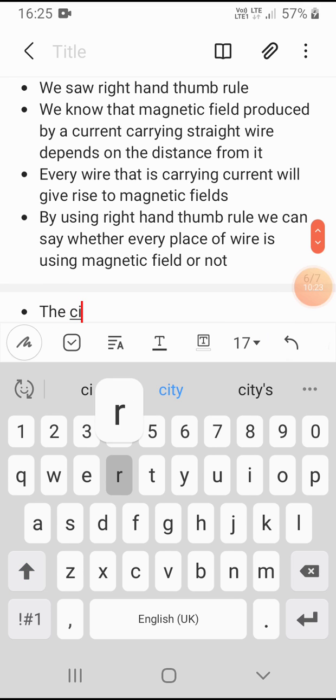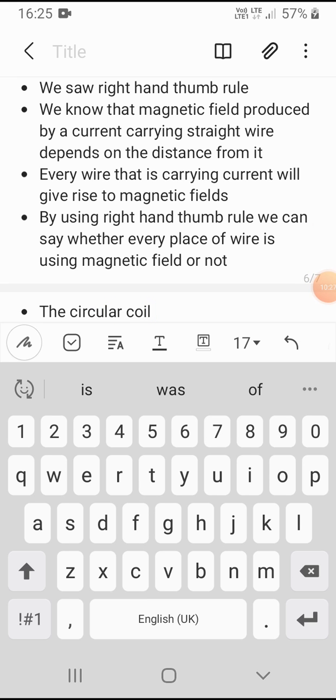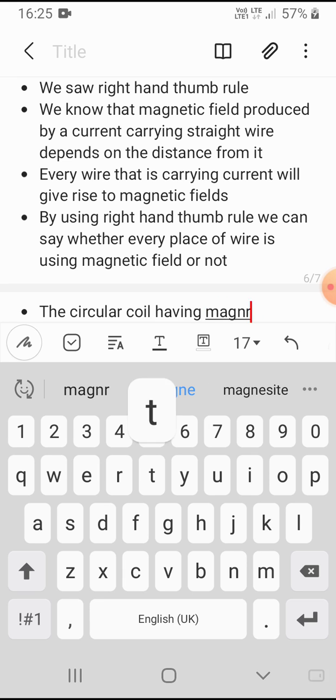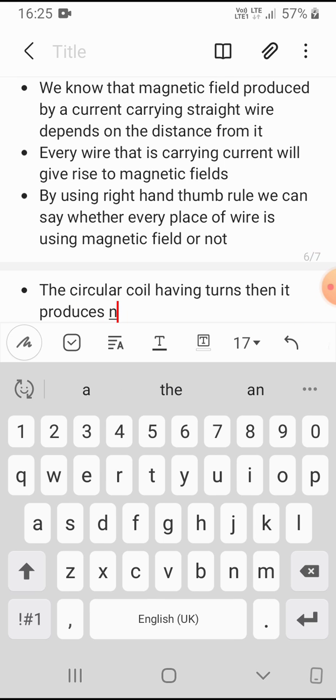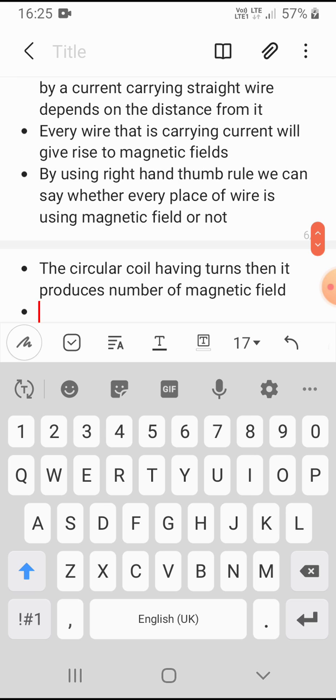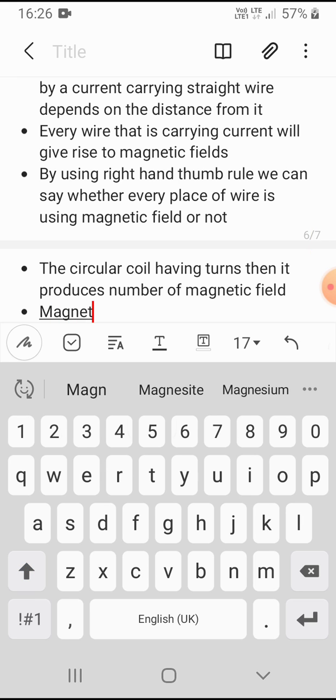Only the circular coil has a magnetic field. A coil in a circular shape has a magnetic field. If it has turns, then it produces a number of magnetic fields that are produced when it turns.